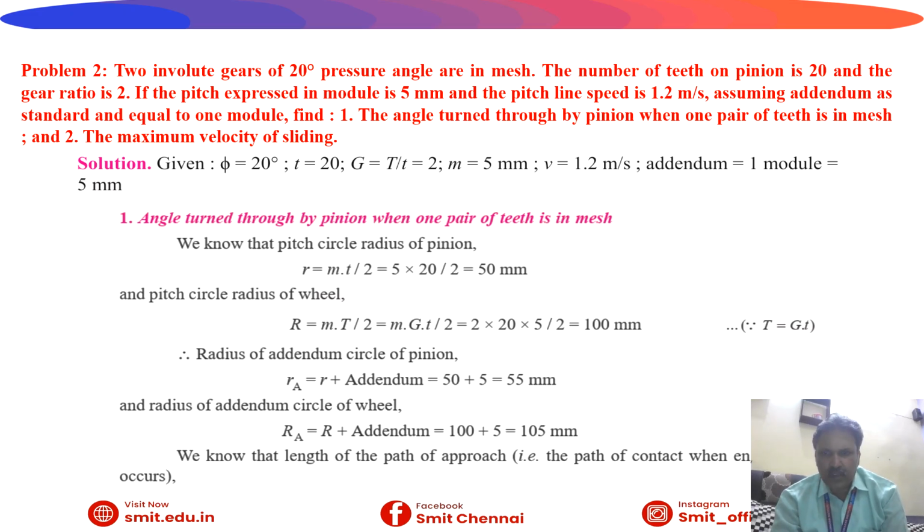Then directly we are using the formula to find the angle turned by the pinion when one pair of teeth is in mesh. We are using the formula small r equal to mt by 2, that is 50 mm. Capital R equal to mt by 2, 100 mm. The radius of addendum circle of the pinion is Ra, r plus addendum, 55 mm. Capital Ra equal to capital R plus addendum, 105 mm.